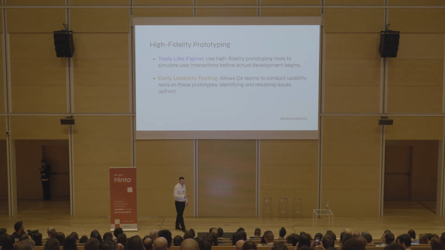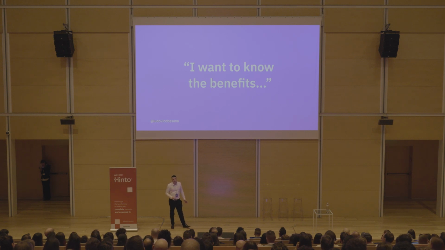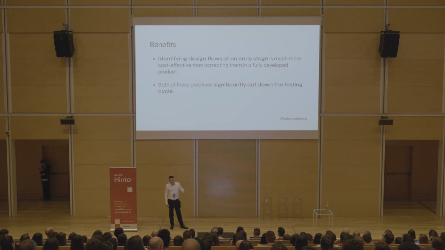Try to prototype using a high-fidelity one, because using that at an early stage, while you are still designing, QAs can use the prototype in Figma, for example, to test it. Maybe you want to know the benefits. As I told before, they are time and costs. Identifying the desired flow at an early stage is really handy, because the testing cycle is difficult nowadays.